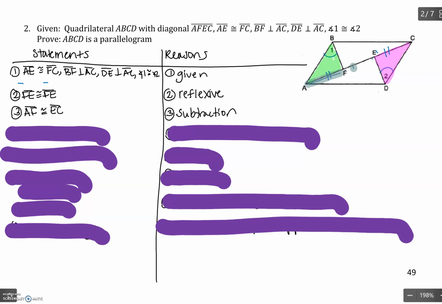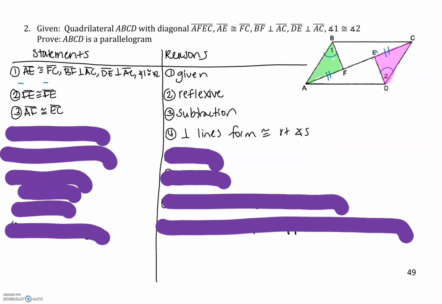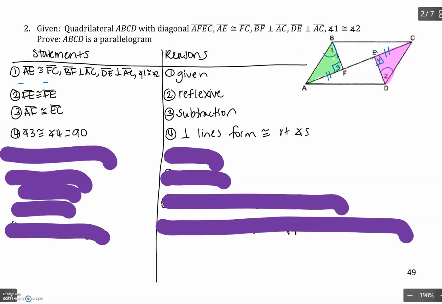Next, I have to find something from my perpendiculars. So I know that perpendicular lines form congruent right angles. I just have to figure out which ones are going to help me. So if BF is perpendicular to AC, then I want to use the right angles that they form, which would be here and here. But I only really need the one that's in the green triangle, so I don't really need that one. Same thing here. If DE is perpendicular to AC, then I have right angles here and here, but I only care about the one that's actually in the triangle, so angle 4. So angle 3 and angle 4 are both equal, and they equal 90.